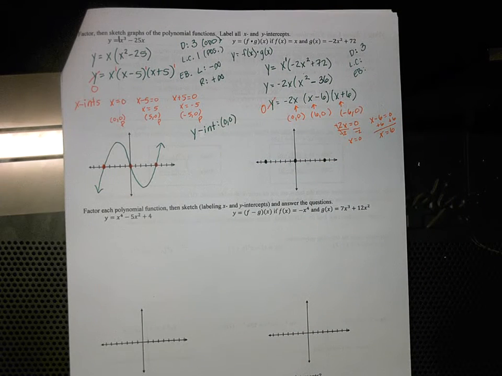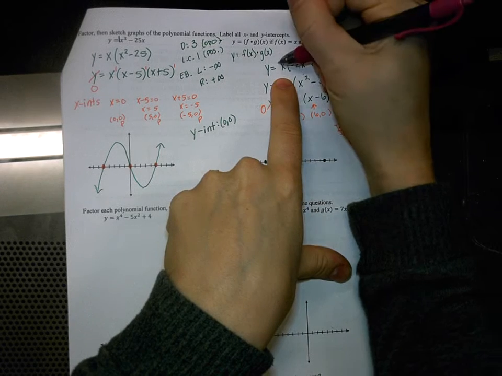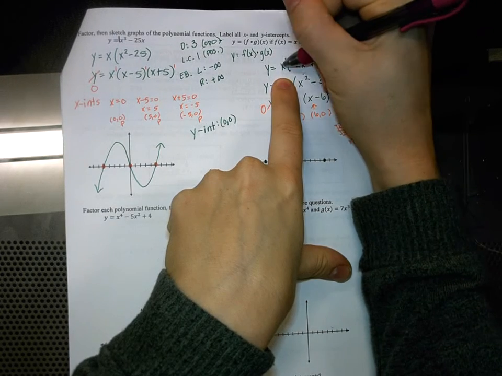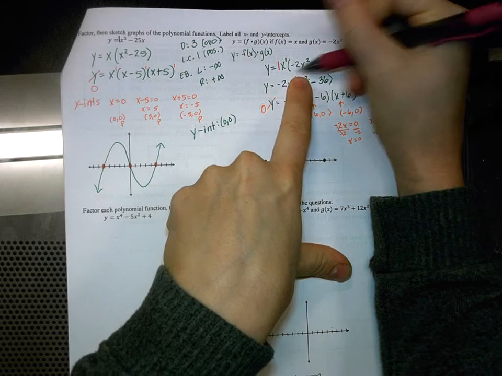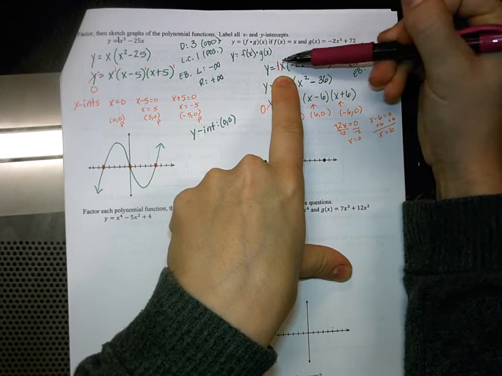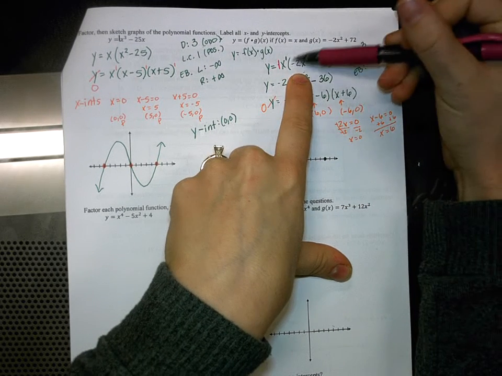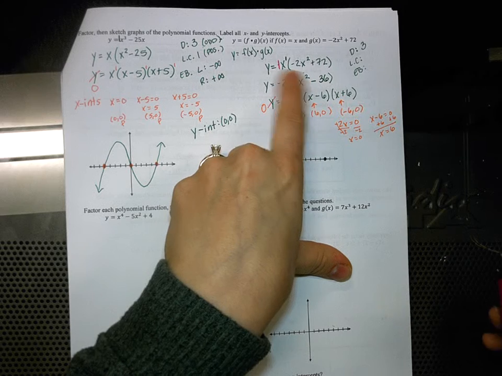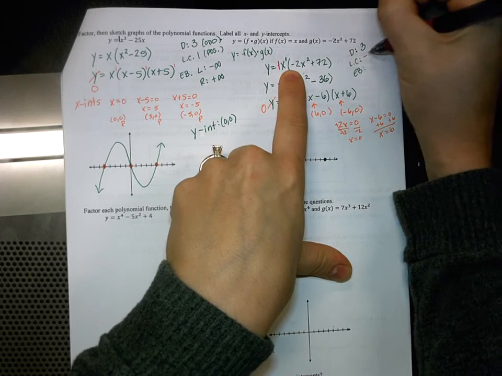What is my leading coefficient? It is the negative 2. So remember, from each term, you're going to multiply your leading coefficient. So this term has a 1. This term has a negative 2 for my leading coefficient. So I multiply those together to get negative 2.